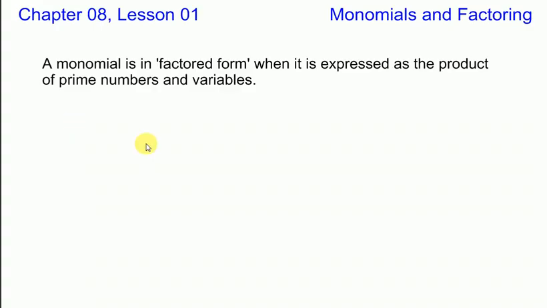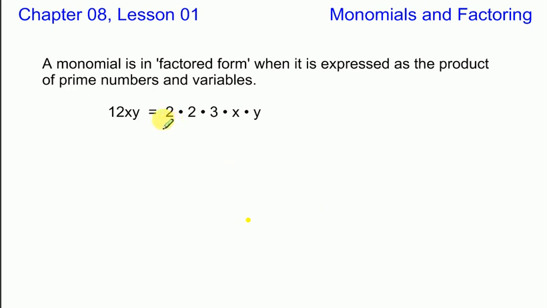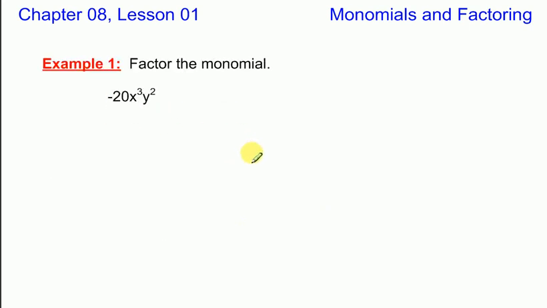Okay. A monomial is in factored form when it is expressed as the product of prime numbers and variables. So, if we have 12xy, we'll split 12 into its prime factors, and then x times y. 12 is 2 times 2 times 3 times x times y. So, there we go. That is the factored form right here.